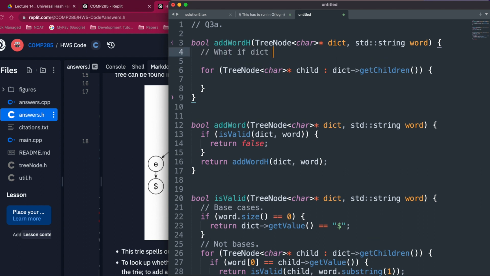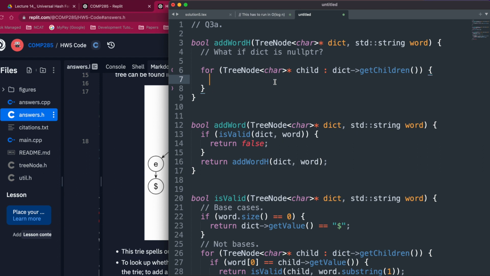And again, the first thing you should ask here is, what if dict is a null pointer? What if I'm being passed a null pointer? However, we'll see that will probably never be the case. But again, that's something to keep in mind that you should ask yourself. We're trying to code this live. So we iterate over these children.